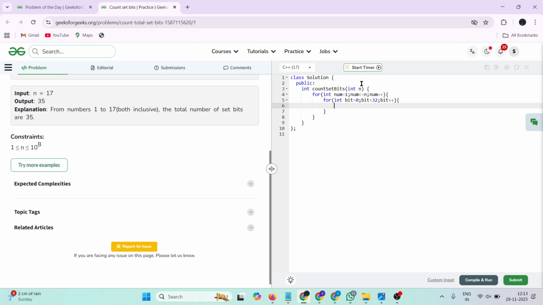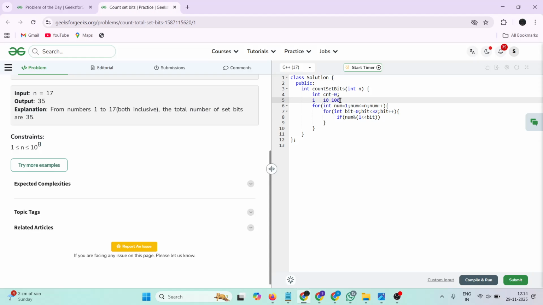Now we have to count the set bits, so we write int count equal to 0. Whenever we find a set bit, how do we find it? If we have a number and 1 left shift of bit: when the bit is 0, then that would be 1. When the bit is 1, then this becomes 10, because 1 left shift of 1. If bit is 2, then this becomes 100.